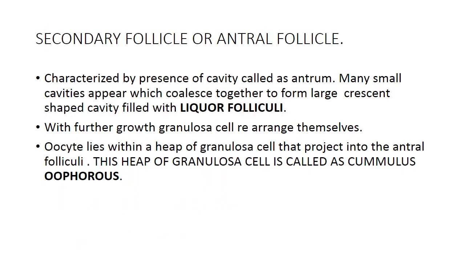Now the secondary follicle or the antral follicle. In the previous slide, the multilaminar primary follicle was the pre-antral follicle. When a cavity appears, its name changes to secondary follicle. So the secondary follicle or the antral follicle is characterized by the presence of a cavity which is called the antrum. Many small intercleft cavities appear, and they then coalesce to form a large crescent shaped cavity which is filled with liquor folliculi.